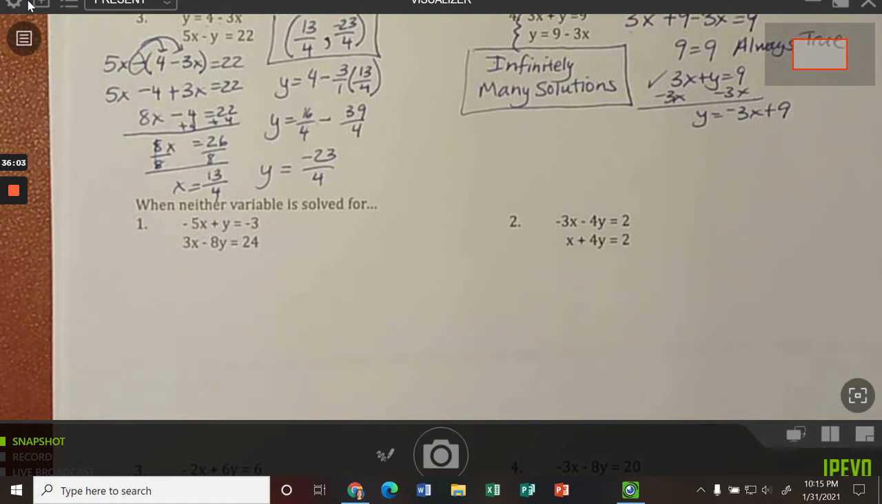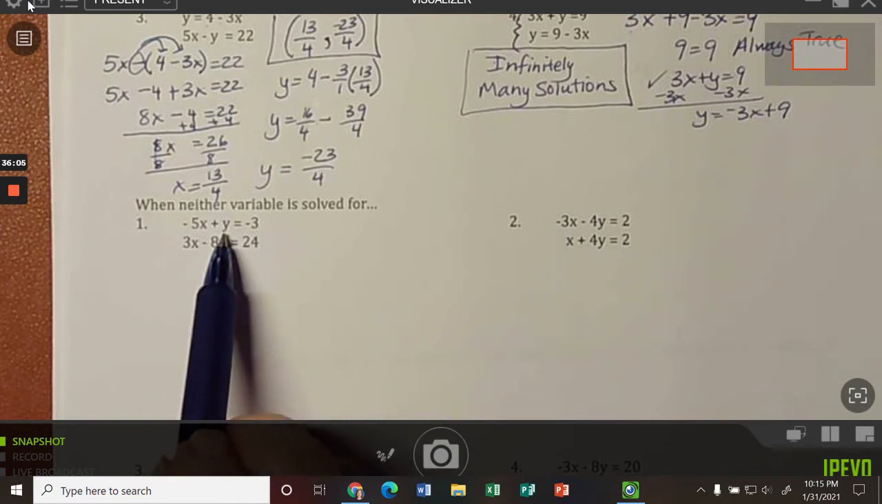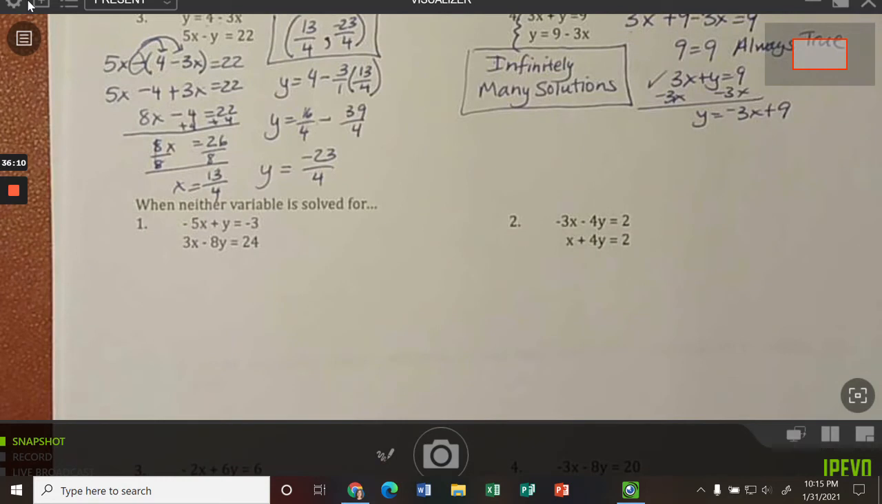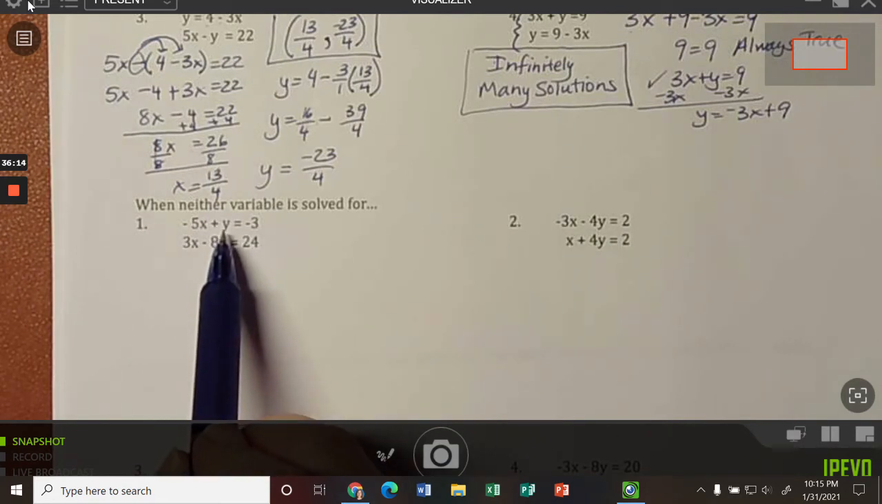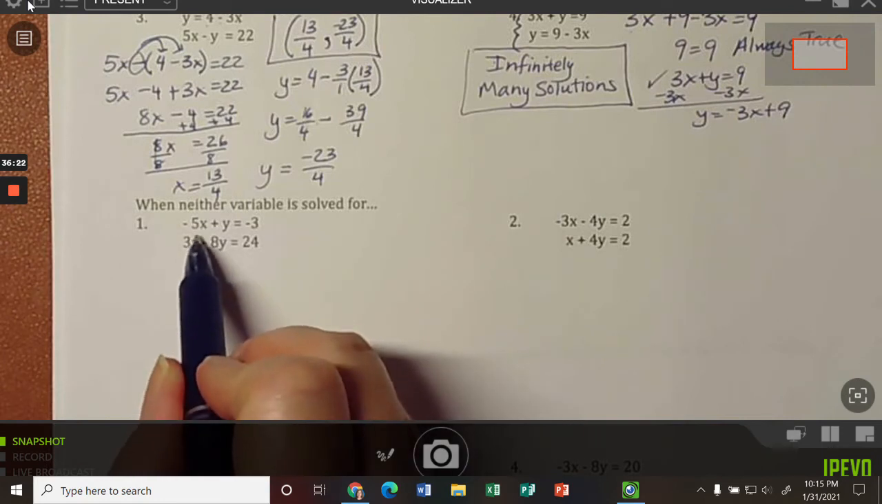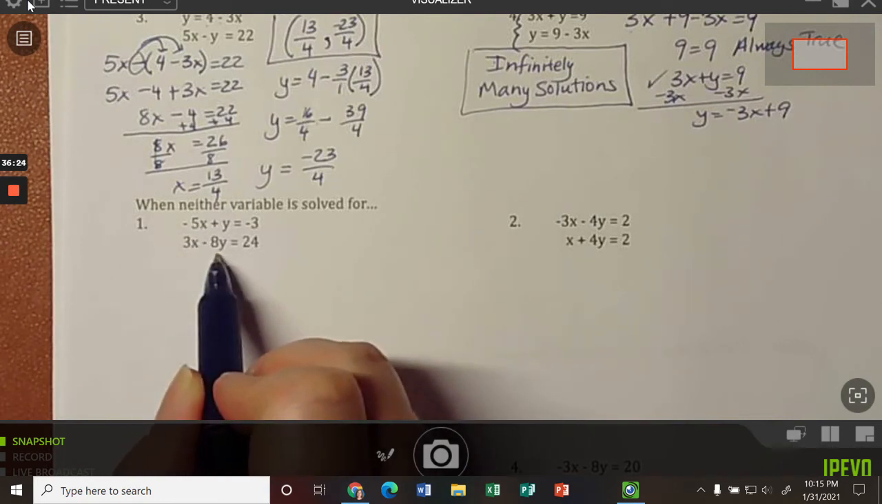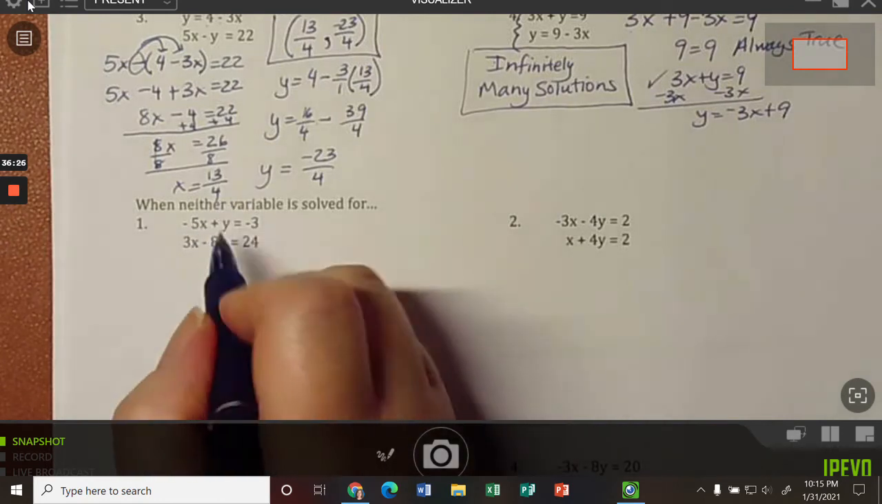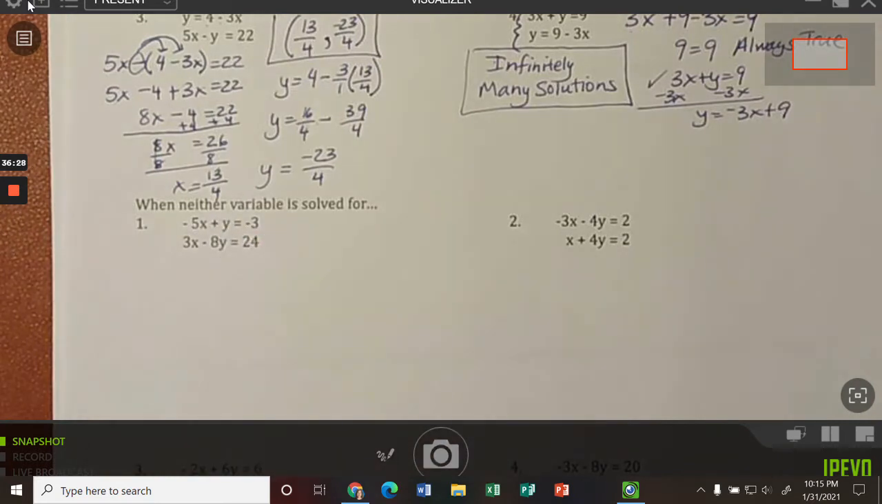So when I look at number 1, I'm going to choose to isolate this top y. And the reason that I'm going to isolate that variable is because it already has a coefficient of 1. So that just makes it one step shorter for me to isolate that variable than any of the other 3 variables, like the top x or the bottom x or the bottom y. So this variable is the one that I'm going to isolate.